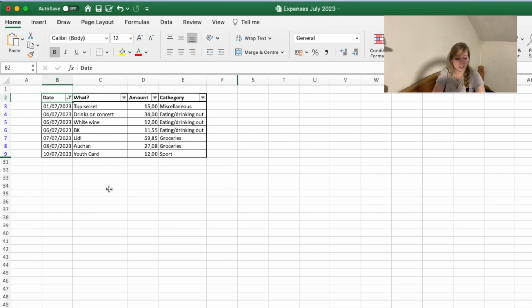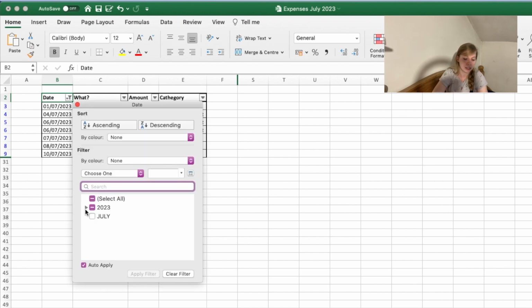On 10th of July, I bought the youth card. That is a card that, if you're under 30, gives you some discounts in Luxembourg. So I decided to purchase it. I put sports because I'm gonna use it mainly for sports, for the discounts for the pool and Pilates.